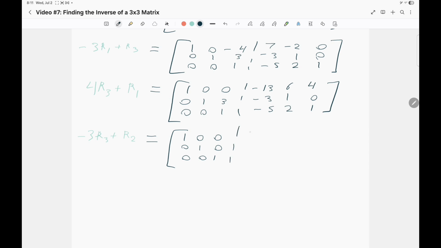Wow, look at that. Our row 1 was finalized last step. So that's good. Row 3 was also finalized last step. I'm sorry, 2 steps ago. So -3 times -5, 15 plus -3, 12. -3 times 2, -6 plus 1, -5. -3 times 1, -3 plus 0, -3. All right, so now that we have the identity matrix on the left, we are done. So whatever we have on the right now is going to be our inverse matrix.